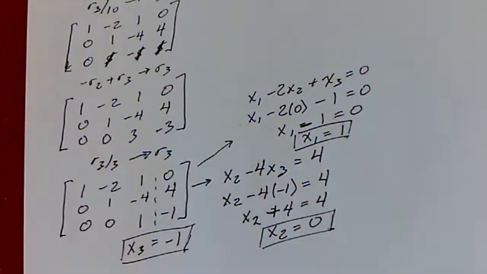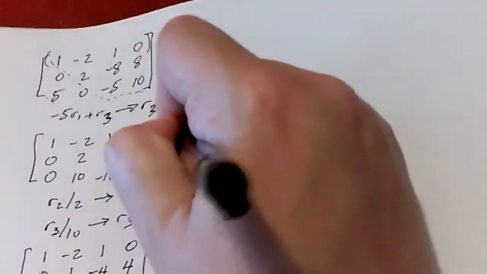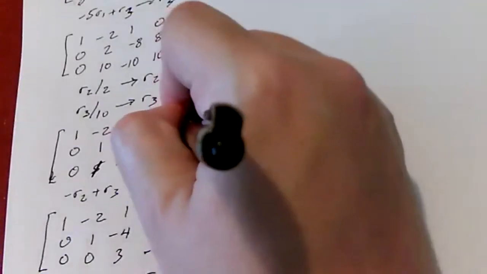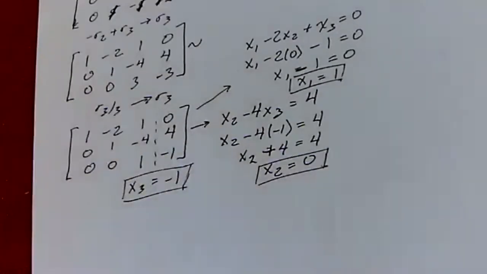Okay, and the symbol we use for equivalence is the tilde, the squiggle line. So when I write that tilde there, I'm saying it's equivalent to the next matrix below it. Each one of those are equivalent.